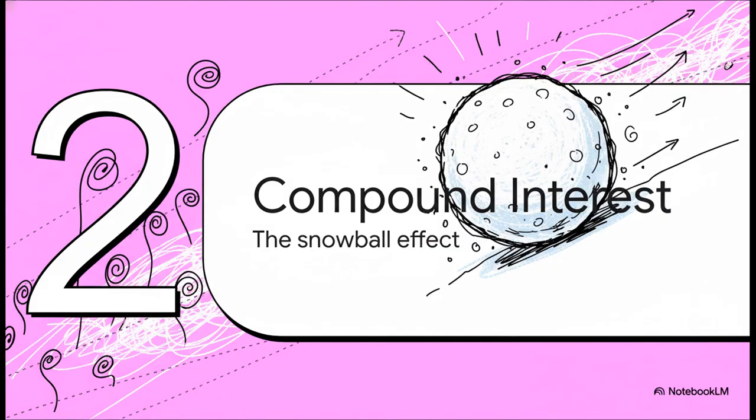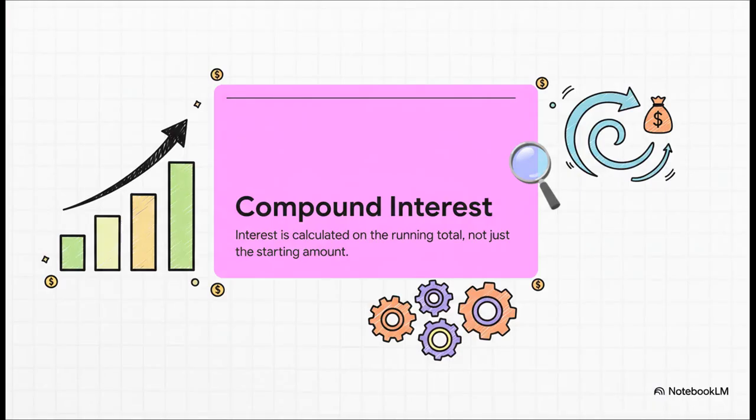Okay, so that's simple interest ticked off. Now, let's upgrade to something way more powerful. Compound interest. You know, if simple interest is like walking up a steady slope, compound interest is like a snowball rolling down a hill. It just gets bigger and faster all on its own. And here is the absolute game changer. With compound interest, we don't just look at the starting amount. No, we calculate the interest on the current total in the account. This means you start earning interest on the interest you've already made. It's a powerful feedback loop that makes your money grow much, much faster.